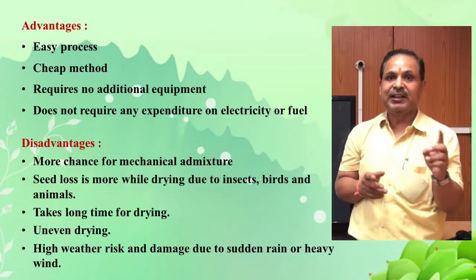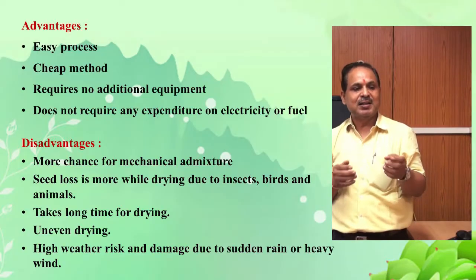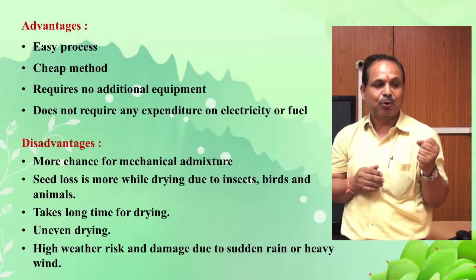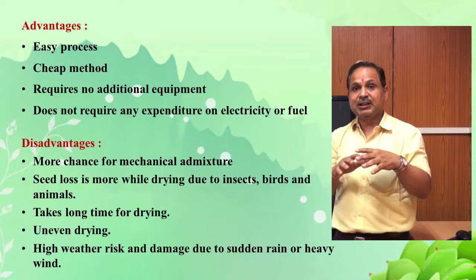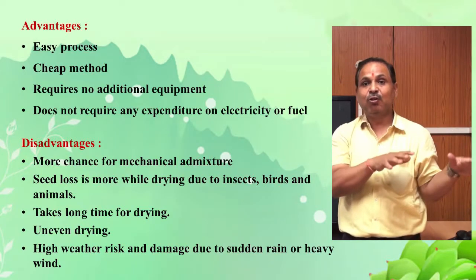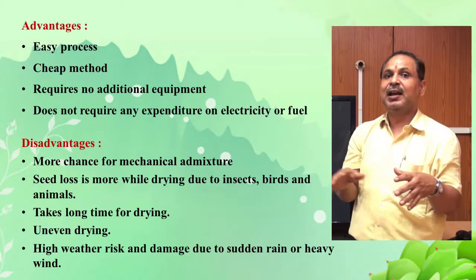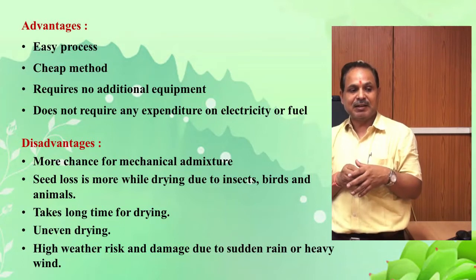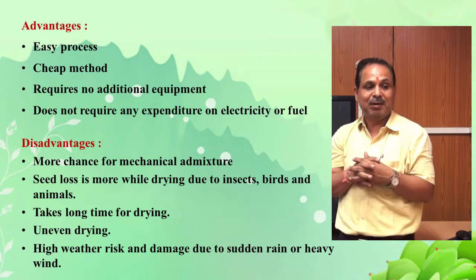the sunny days. If there is not proper sunshine, the seed will not dry to the required moisture levels. The seed loss is more while drying due to insects, birds and animals. If we spread the seeds on a threshing floor or some other place, and we are not taking care of this, then infestation and attack by insects and birds may take place.